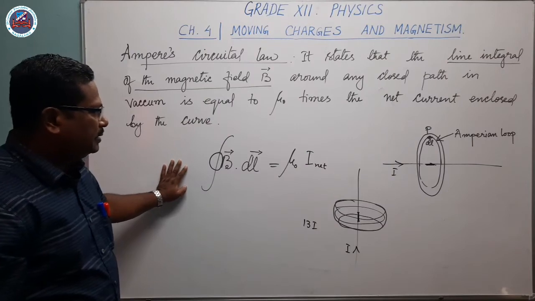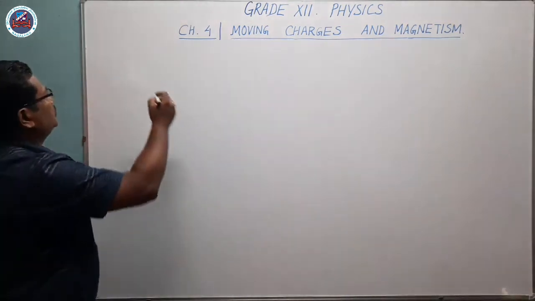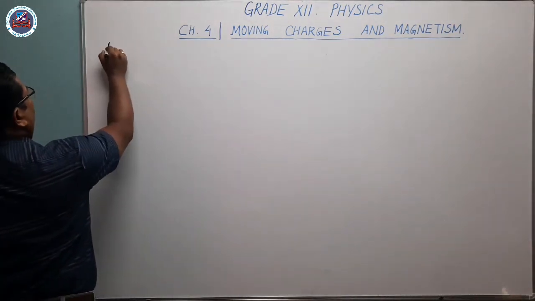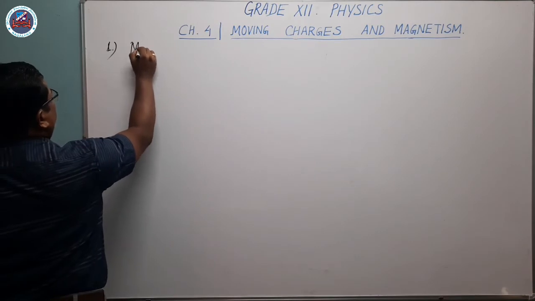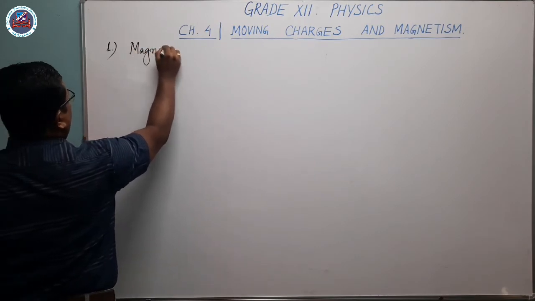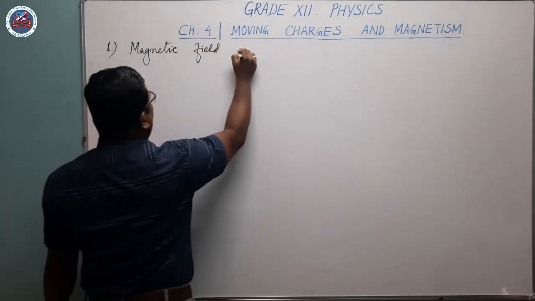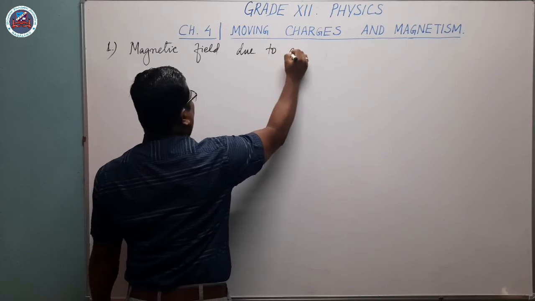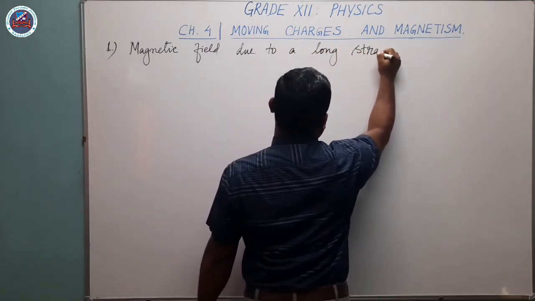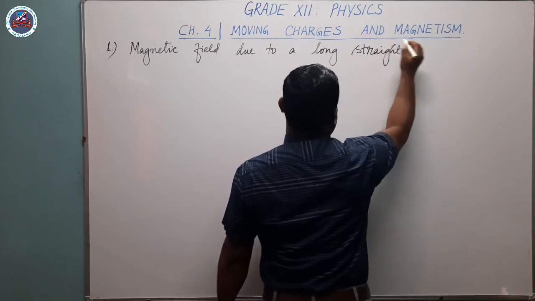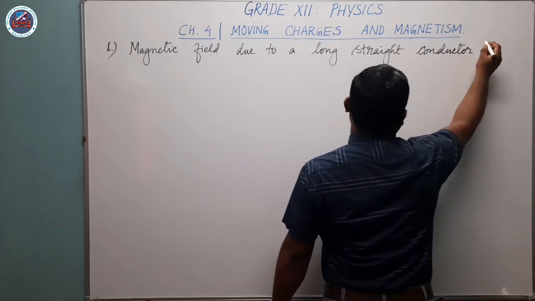Let us apply this. Let us see its applications one by one. The first application of Ampere circuital law is to find the magnetic field due to a long straight conductor carrying current.